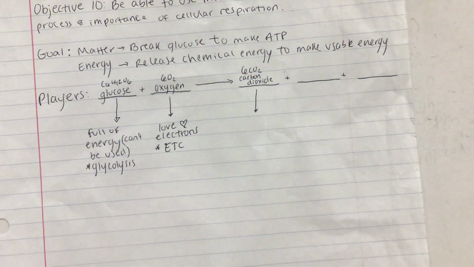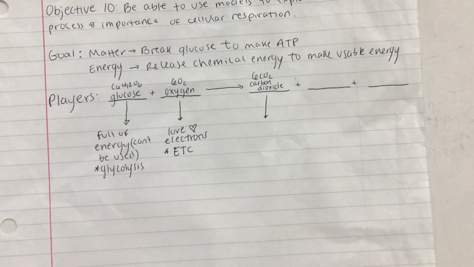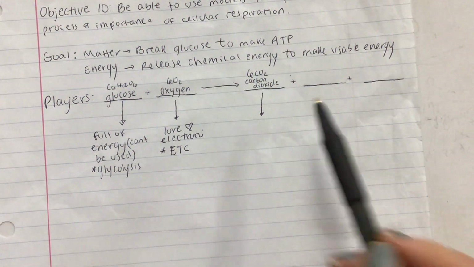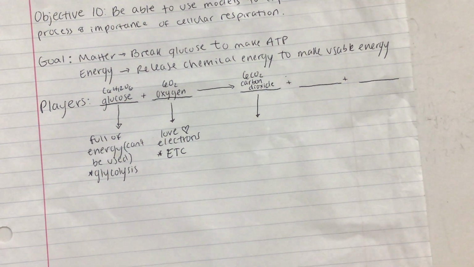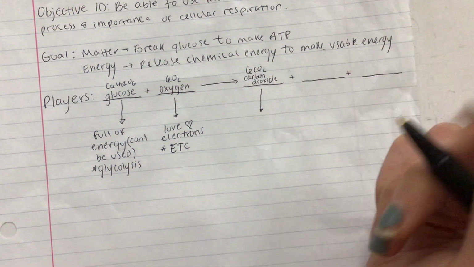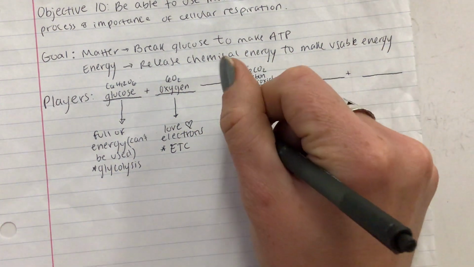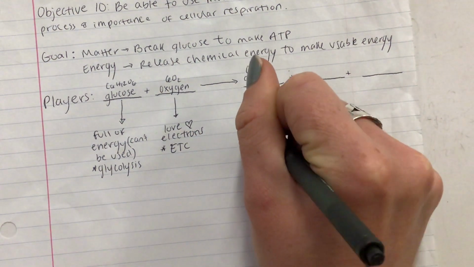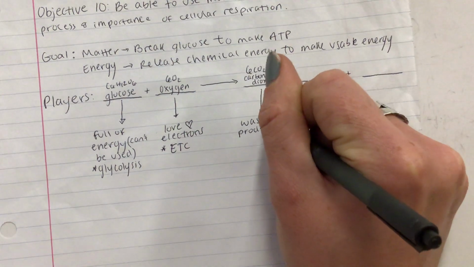Now, these guys are a waste product for the human who's trying to break glucose and make ATP, but they're helpful for plants, so maybe you want to help grow plants. I don't know. And you choose this carbon dioxide player. I'm going to write down here, it's a waste product, but helps plants.